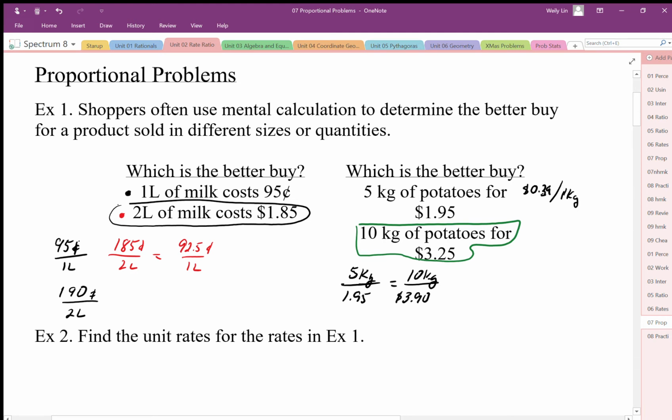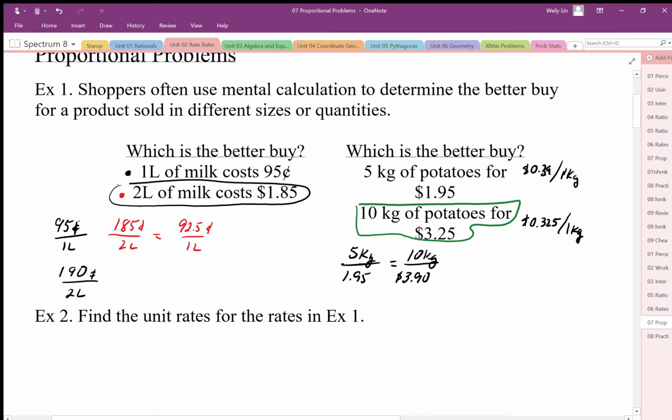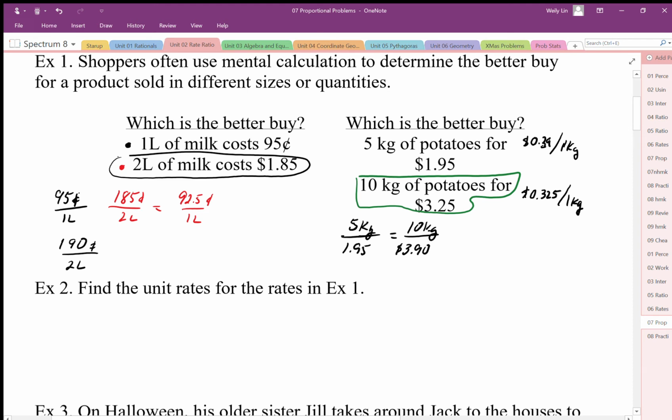I can divide $3.25 by 10 kilograms. For here I get 0.325 or about 32.5 cents for 1 kilogram. So I can compare the unit rates. And again, in either case, we can see that the 10 kilograms is the better buy. So here we found we can compare the rates as equivalent quantities. Here 2 liters to 2 liters, here 10 kilograms to 10 kilograms.